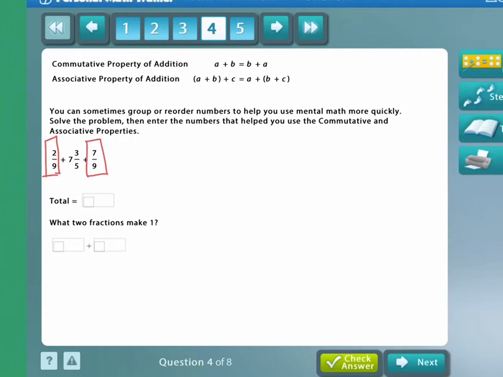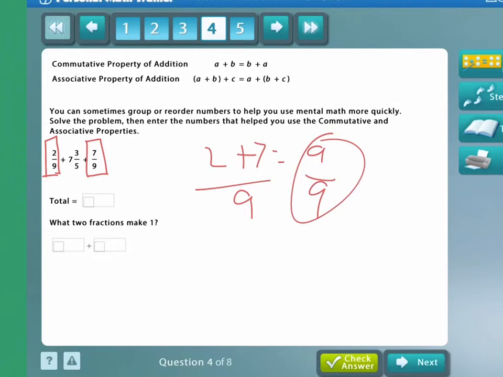So compatible numbers with fractions, I see 7/9 and 2/9, and I know that 7 and 2 makes 9, so that would make 9/9, which is the same as 1 whole. So I just add 1 whole to the 7 and 3/5. So I ended up with a sum of 8 and 3/5.